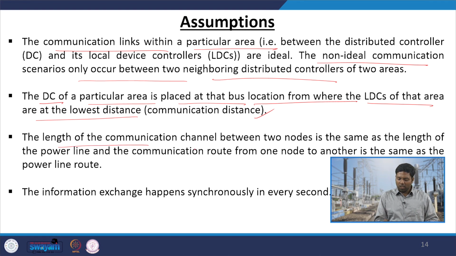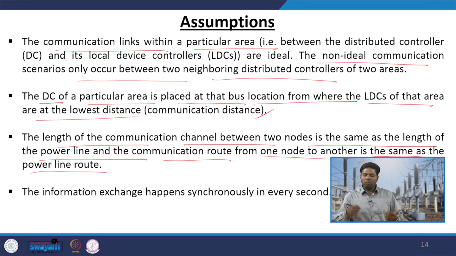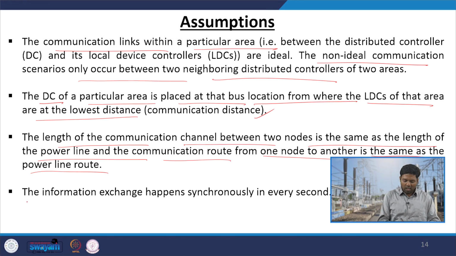The length of the communication channel between two nodes is the same as the length of the power line, and the communication route from one node to another is the same as the power line. So, that is an assumption that the communication line also follows the same route as the power line. The information exchange happens synchronously every second.